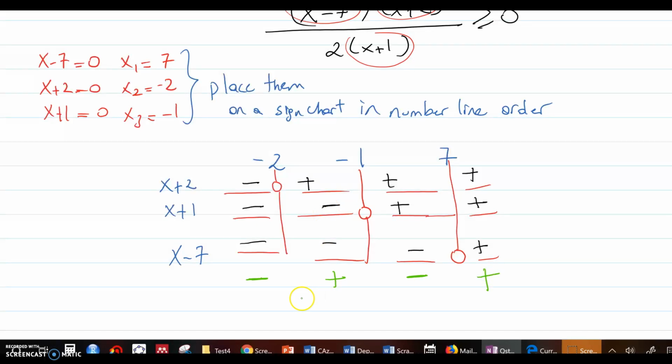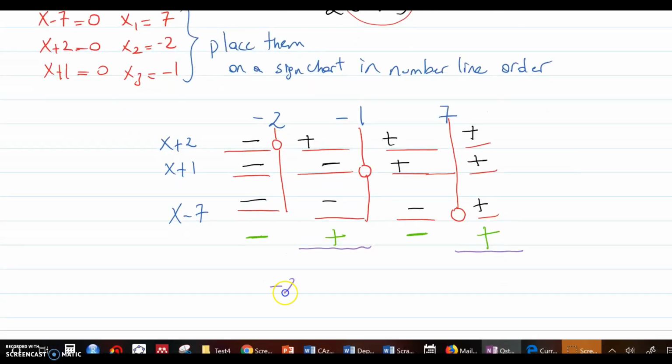So what do I want? I want the operation to be positive here and positive there. What does that mean? So x could be, I'm reading this corridor here now, greater than or equal to negative 2, less than or equal to negative 1, union x should be greater than or equal to 7.